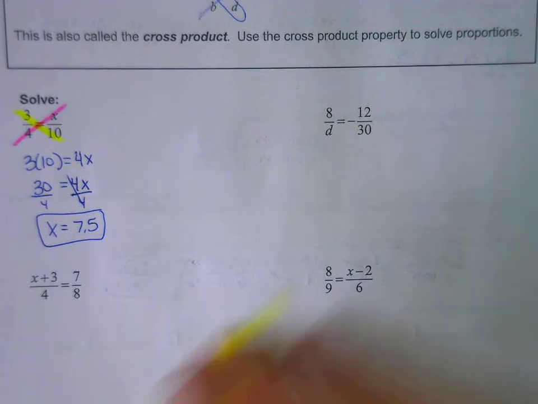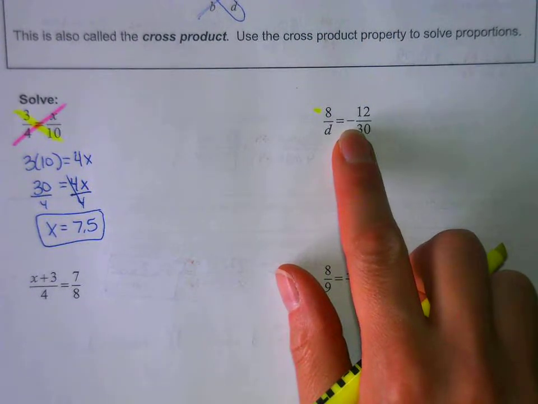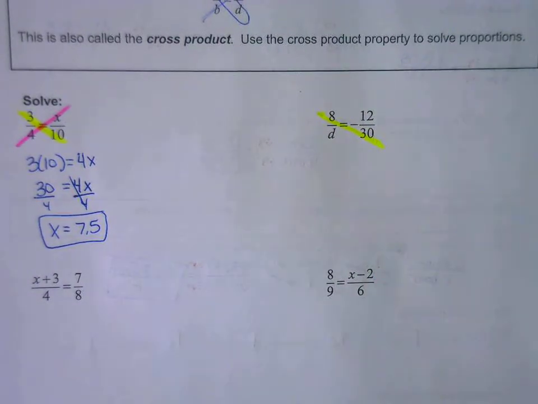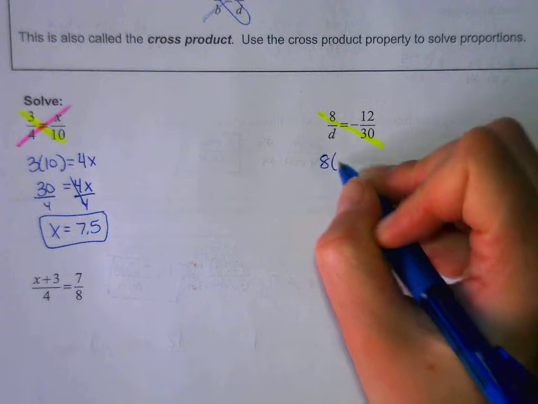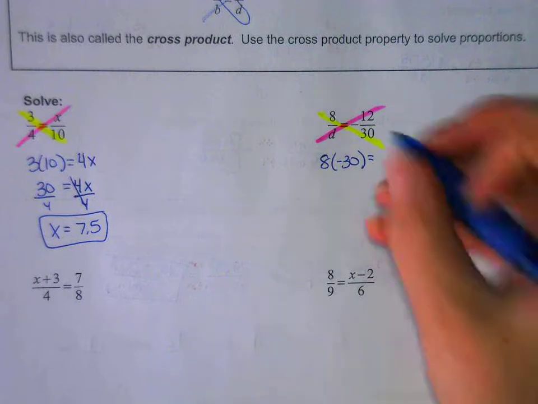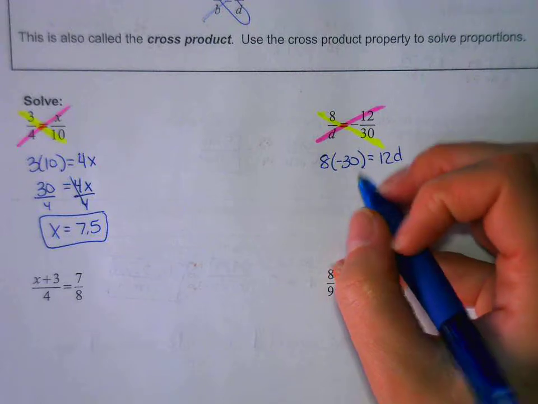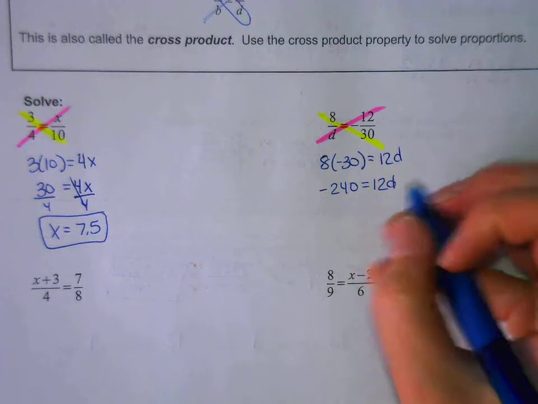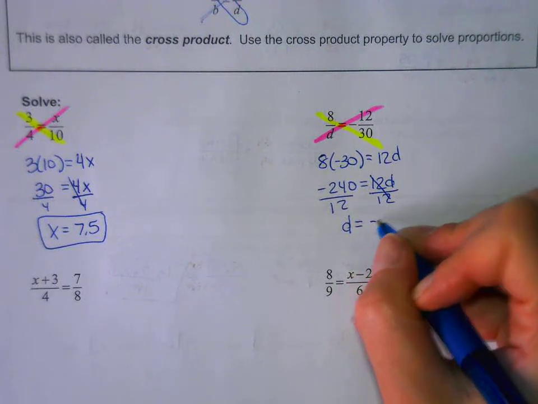So for the second one, cross multiply again. When you have a negative, I suggest you just pick one that you want to use it with. So I'm going to say, pretend my 30 is the negative, and just make my 12 a positive. Don't make the negative to both the numerator or the denominator. So I'm going to have 8 times a negative 30, and then d times 12. 8 times negative 30 is negative 240. 12 times d is 12d. Divide both sides by 12. D will equal negative 20.